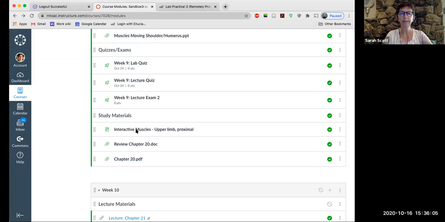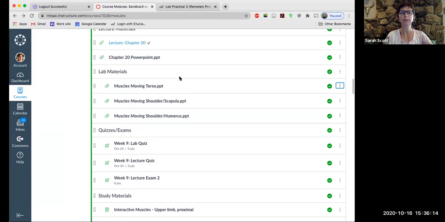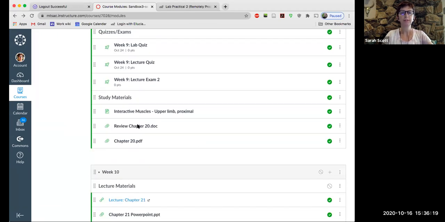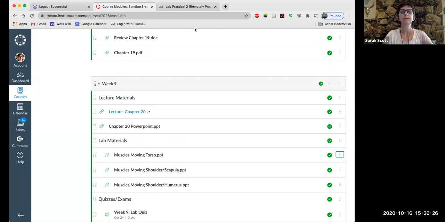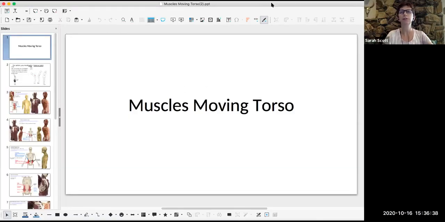And then for interactives, we just have one this week. I haven't double checked that it exactly aligns with the muscles I've assigned you. So please just focus on the muscles that are covered here. There's then a review, and then there's also the homework. Okay. So that'll take care of that. Now let's go ahead and take a look at those PowerPoints. Okay, and we'll start with the muscles that move the torso.